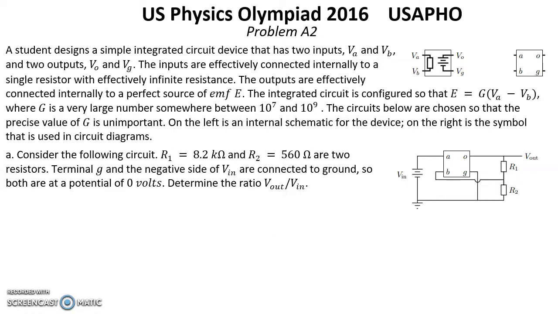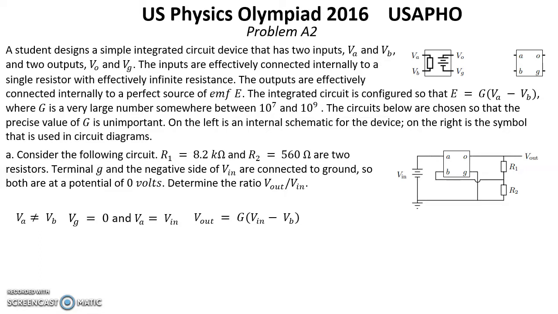For part A, we will not assume that VA equals VB. Since terminal G is grounded, we have VG equal 0 and VA equal V in. So V out equals G multiplied by V in minus VB.